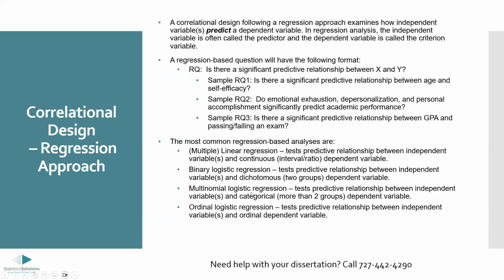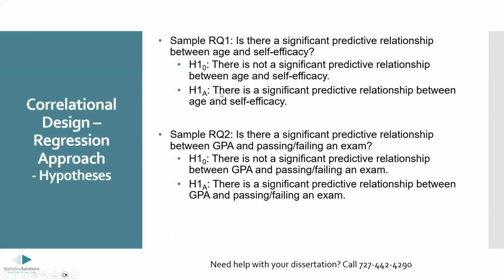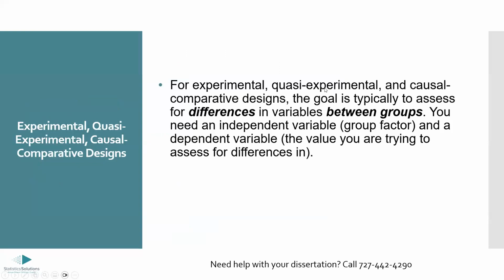If you have multiple responses for race, white, Asian, Black, Hispanic, something like that, then you could use a multinomial logistic regression. And then we have an ordinal logistic regression. This is kind of a rare scenario, but sometimes you have an outcome or a dependent variable that is strictly ordinal, like a single Likert scale response, or maybe education levels, what you're trying to predict. Then you can do an ordinal logistic regression. So here we have these sample hypotheses phrased in a very similar way. There is not a significant predictive relationship, and there is a significant predictive relationship, for the null and alternative respectively. And that's it for the correlational design.